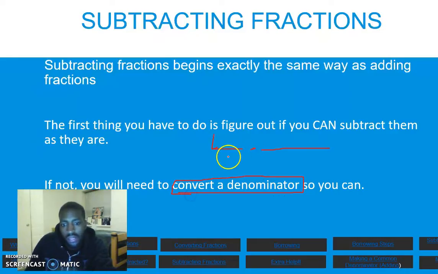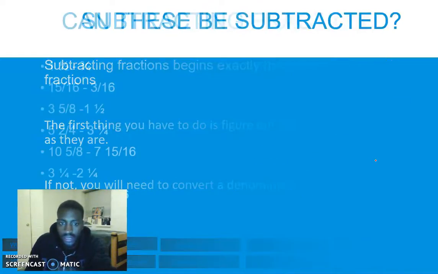Let's say these are different. Let's put a 1 right here. Sorry guys, another 2 right here. So you can't subtract them like that. See, the denominators are different. So we can check for understanding on this one.